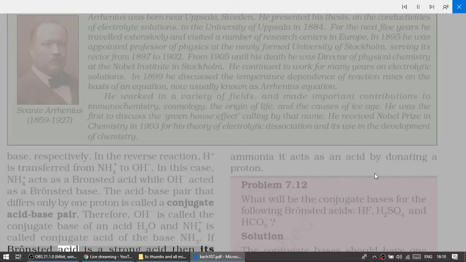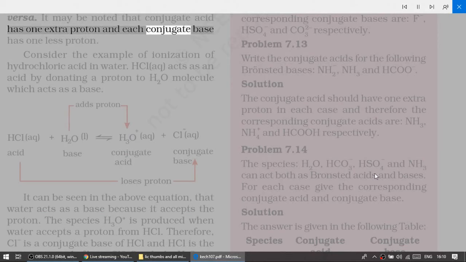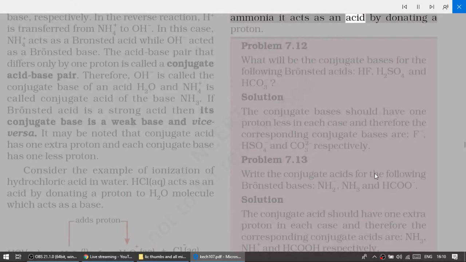If a Bronsted acid is a strong acid, then its conjugate base is a weak base and vice versa. It may be noted that each conjugate acid has one extra proton and each conjugate base has one less proton. Consider the example of ionization of hydrochloric acid in water. HCl acts as an acid by donating a proton to the H2O molecule, which acts as a base. Ammonia acts as an acid by donating a proton.